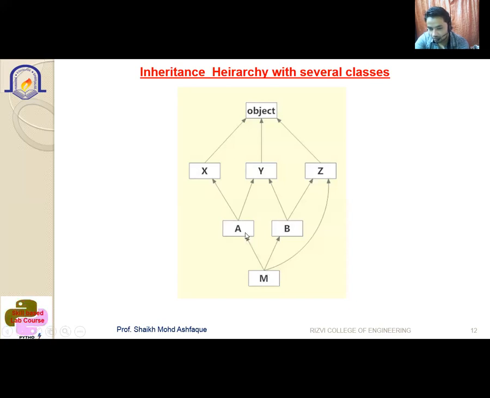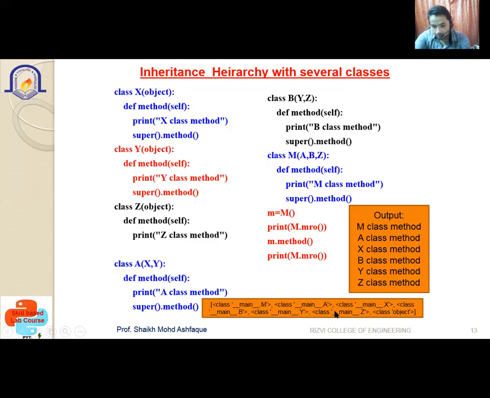It goes back to A, and X is also traversed. Then it goes to B. Then B also gets covered, and then Y, and then it covers Z. That's why you can see the output in DFS in this way: M, A, X, B, Y, and Z. So that is to be displayed here. This you can directly obtain by using the MRO method, which follows the principle as it is stated in the diagram, or as it is stated in the slide.